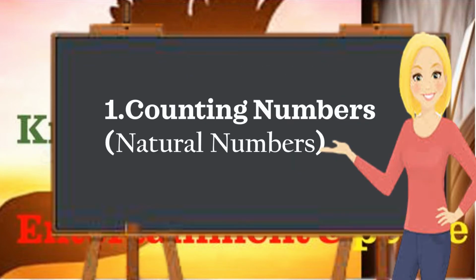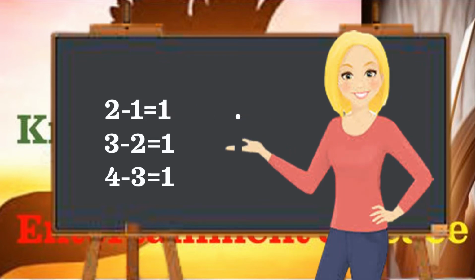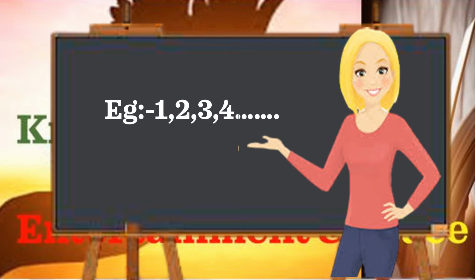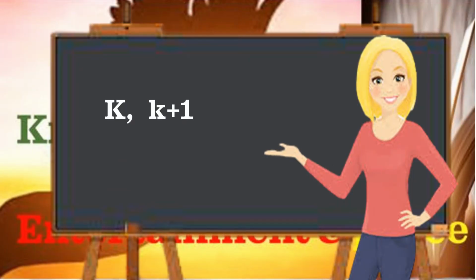Counting numbers. The first one is counting numbers. The first method of counting was counting on fingers, right? Numbers used for counting are called counting numbers or natural numbers. Example: 1, 2, 3, 4, etc. These are all counting numbers. The difference between two consecutive natural numbers is 1. Since the number series is not ending, the greatest natural number is not defined. If k is a natural number, then k plus 1 is the next natural number.